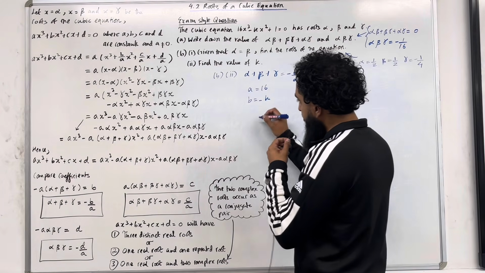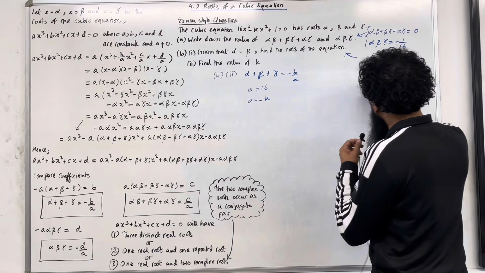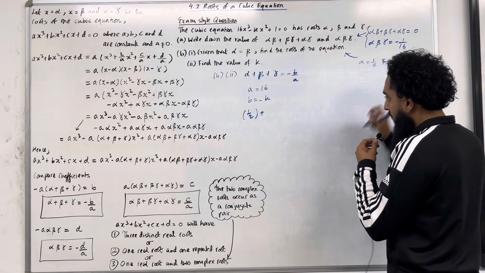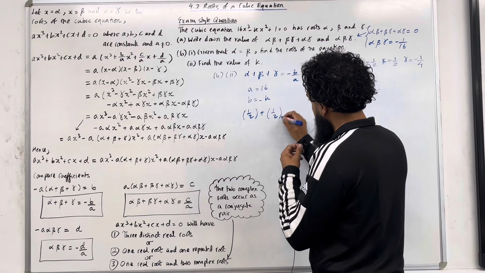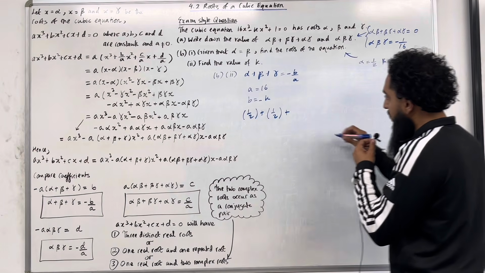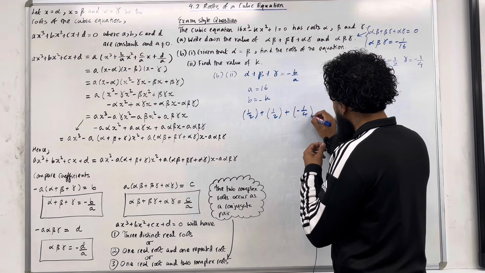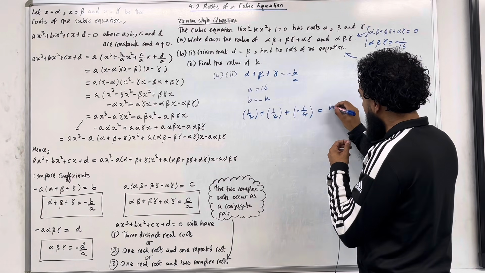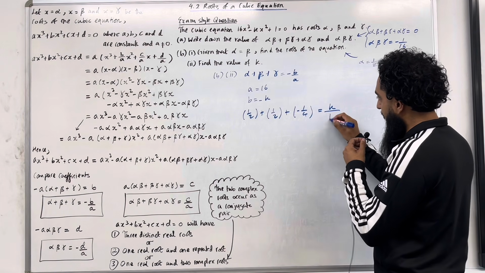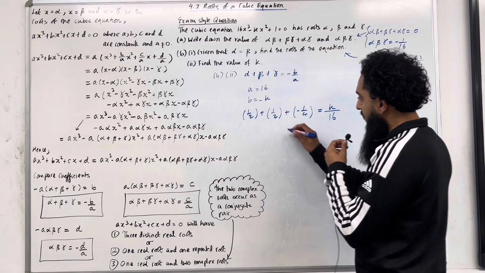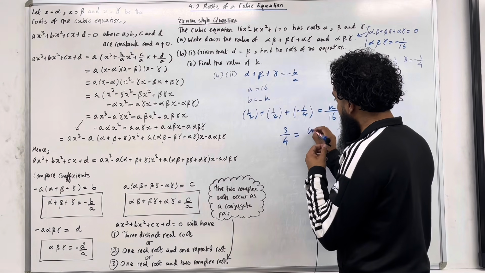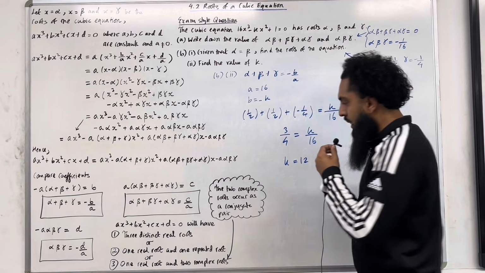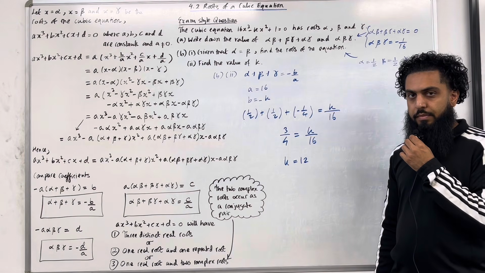So I've got alpha, which is a half, plus beta, which is also a half, plus gamma, which is minus a quarter, has to equal minus b, so that would be minus minus k, which is just k, over a, which is 16. So I've got 3 over 4 is equal to k over 16, hence k is equal to 12. This completes the first exam style question.